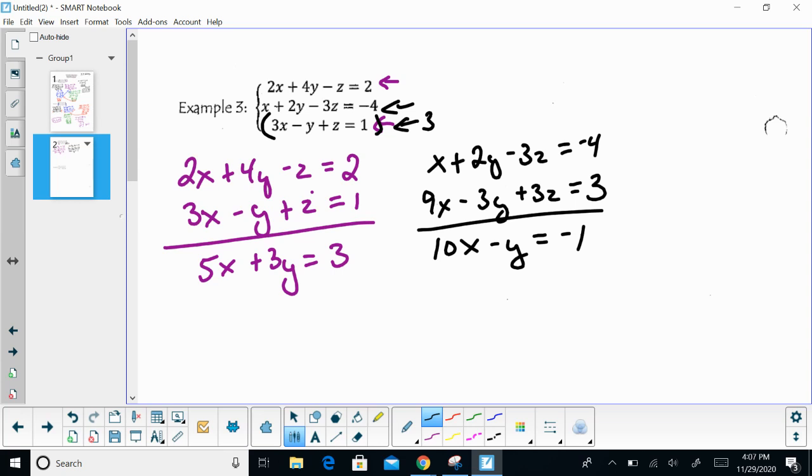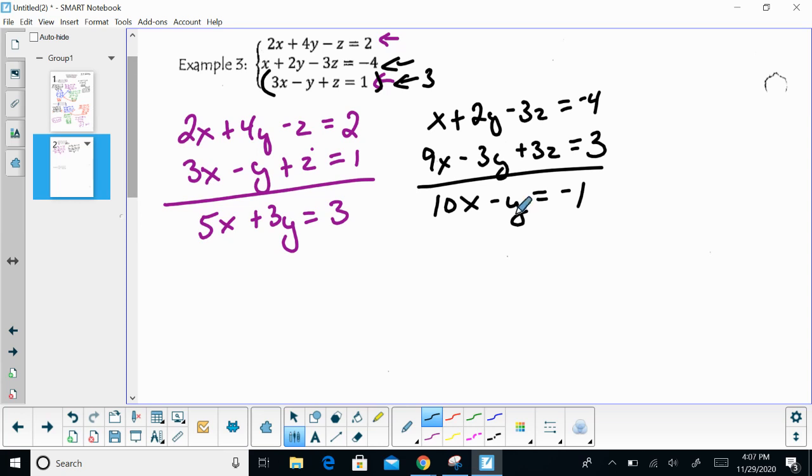Now, if you prefer, you could have used the first two equations and then the bottom two equations. You could have gotten rid of your x's. You could have gotten rid of your y's. There's all kinds of ways that you could do this. You literally just have to pick one and start.